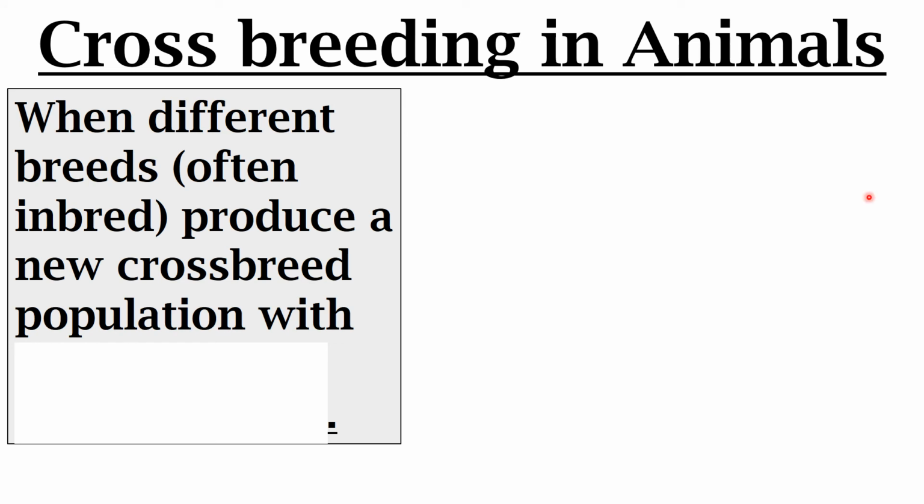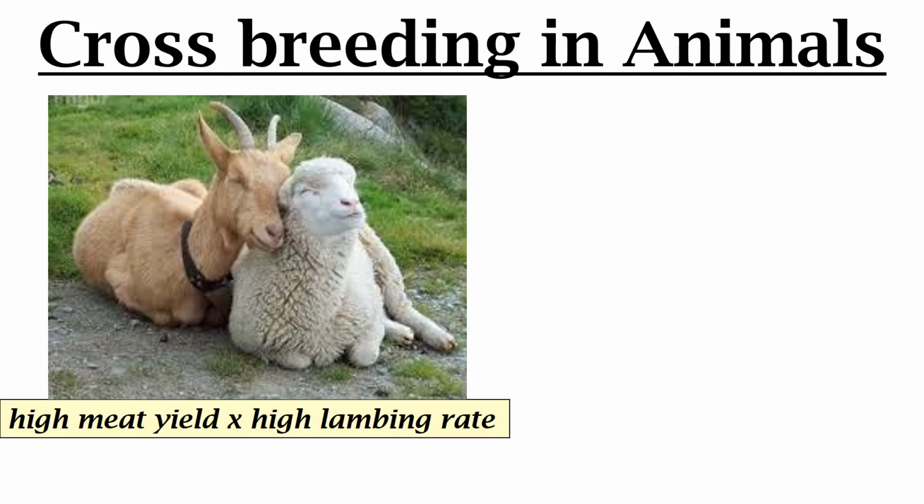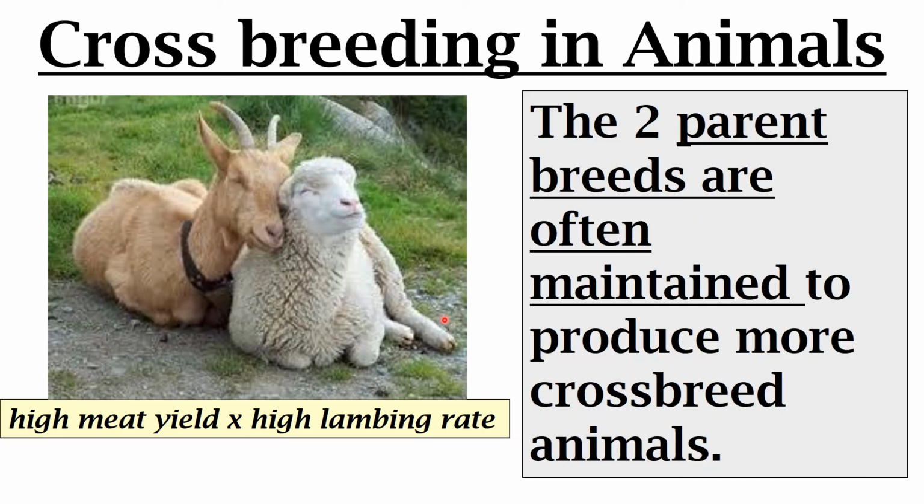So you have crossbreeding animals. We talked a wee bit about it related to dogs, didn't we, that little exercise? So it's just when different breeds, and they're often inbred, produce a new crossbreed population with improved characteristics. So for example, you might want to breed together a high meat yield with a high lambing rate. And what you would want to do is keep the 2 parent breeds going, so you can also breed them amongst themselves so that you can produce more crossbred animals.